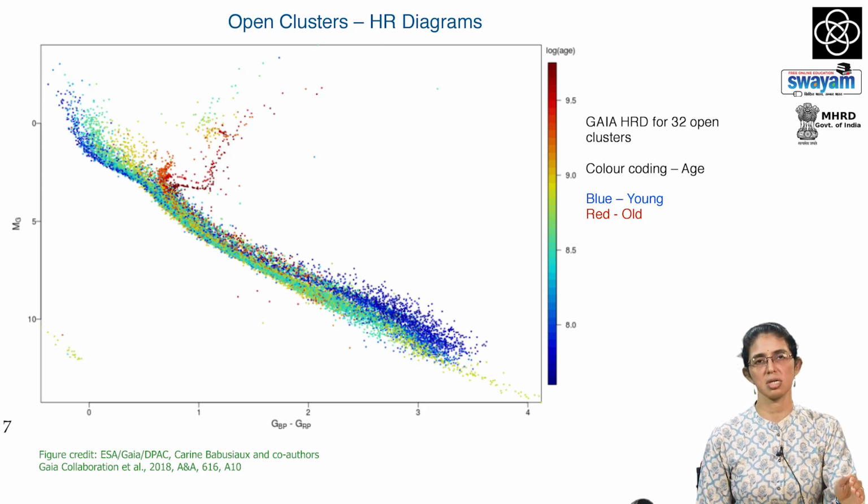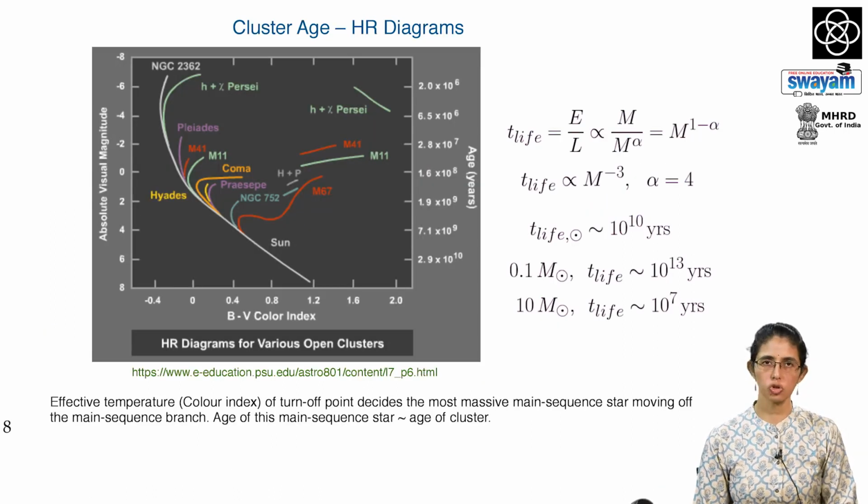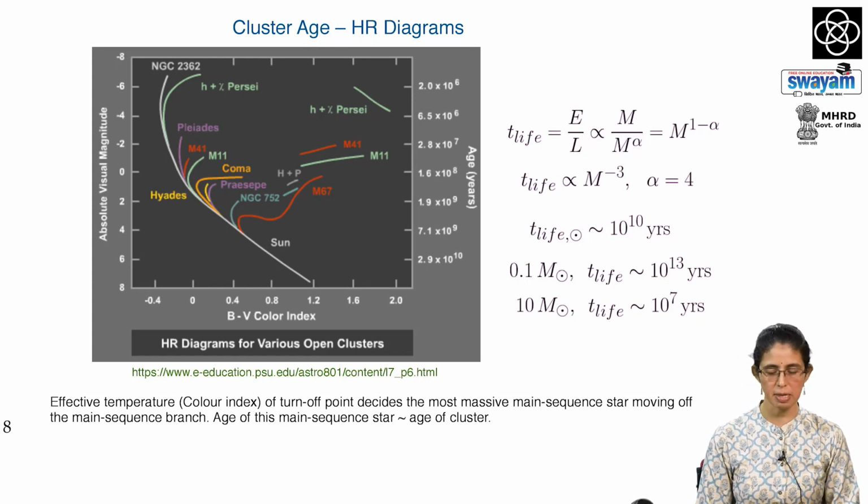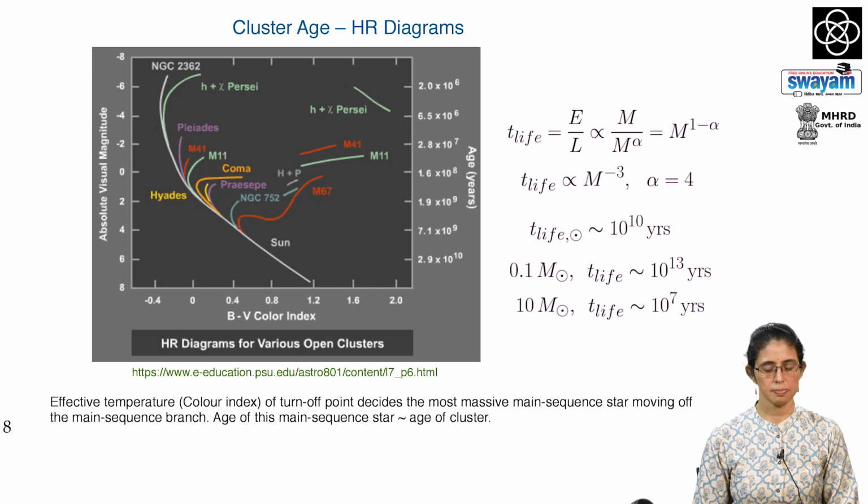So, what does this infer? What can we understand from this kind of HR diagram? This figure, for example, again shows the HR diagram of a number of open clusters, but this is a schematic diagram where the colored lines are used to indicate the region that the stars occupy.